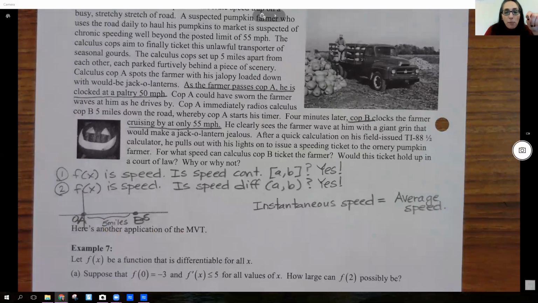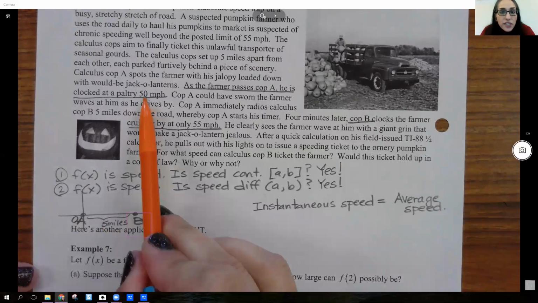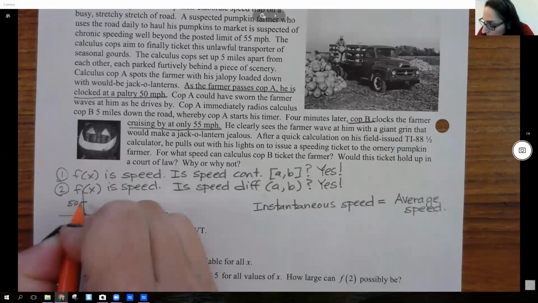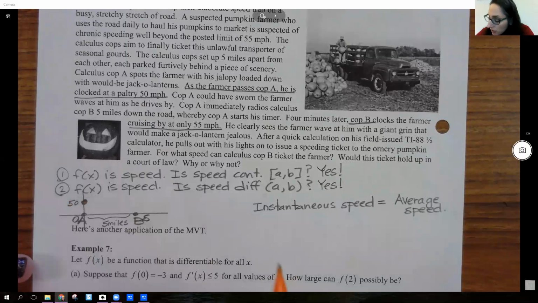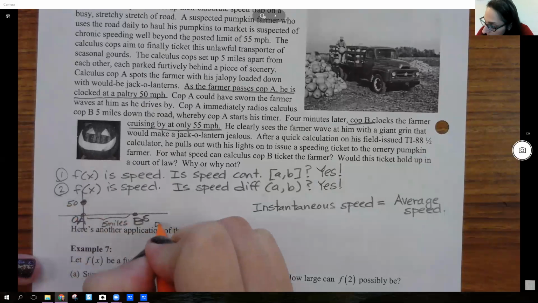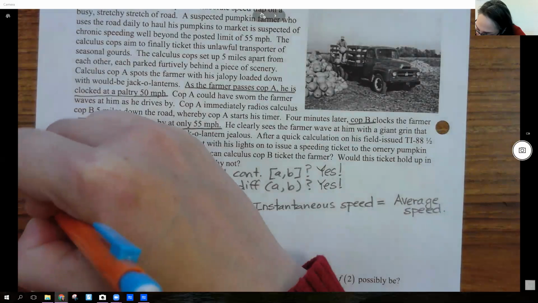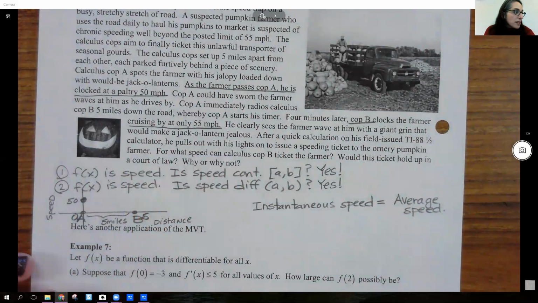When the farmer drives by cop A, he's going how fast? 50. Yeah, 50. So we'll say his speed is 50 is right there. So he's going 50 miles an hour. So this represents distance, and this represents speed. So speed is your y-axis, distance is your x-axis, just so that we can plot this.